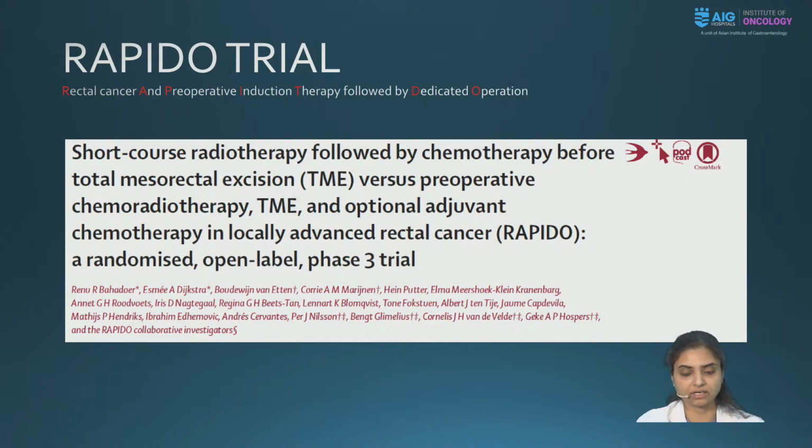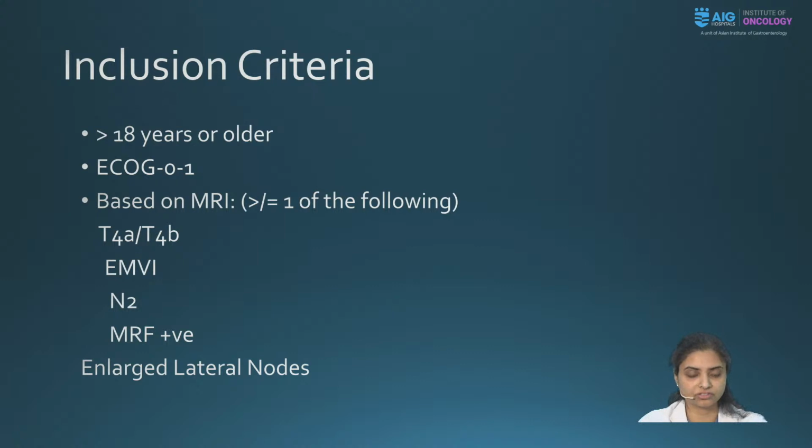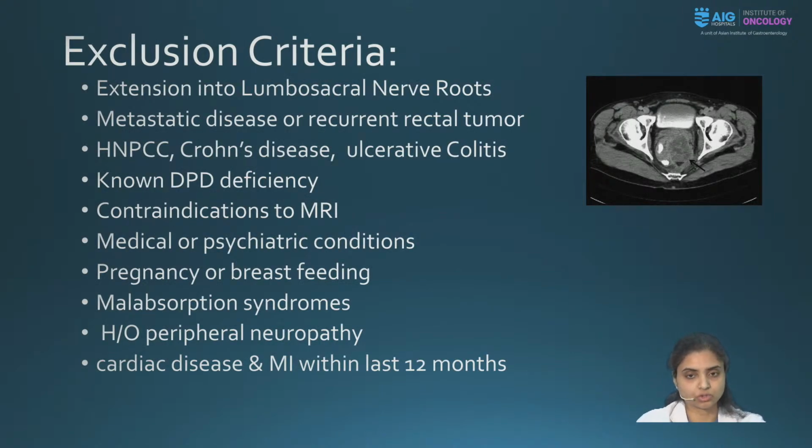A total of 920 patients were enrolled in this trial. Most of the participating centers were in Europe, and a few centers were also from the US. So let's look at the inclusion criteria of this trial. Patients were more than 18 years old with good performance status, and MRI is a mandatory investigation in the RAPIDO trial. Based on the MRI, if you have one or more of the following risk factors: T4A, T4B, EMVI positivity, enlarged lateral nodes, N2 disease, and MRF positivity, these are all considered high risk factors for distant relapse. So let's look at the exclusion criteria.